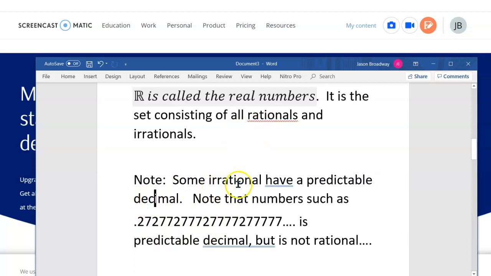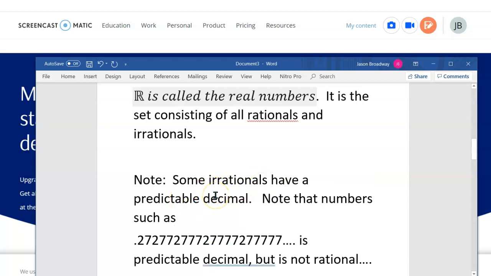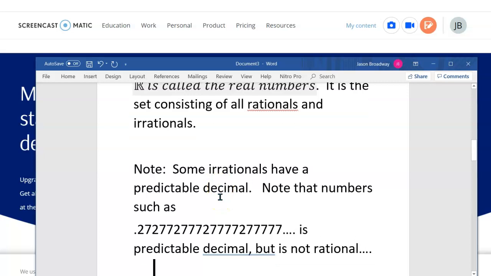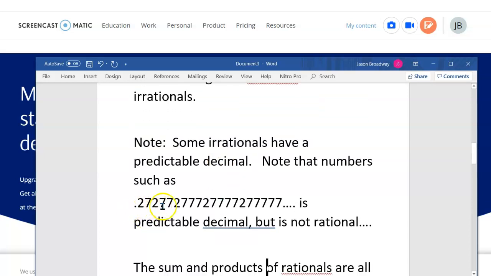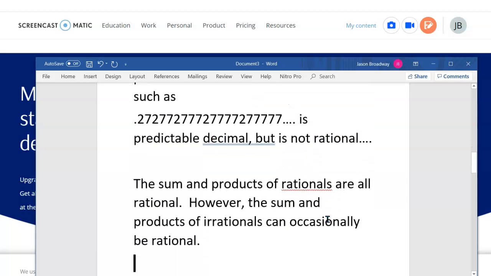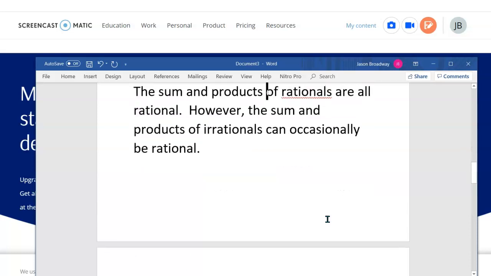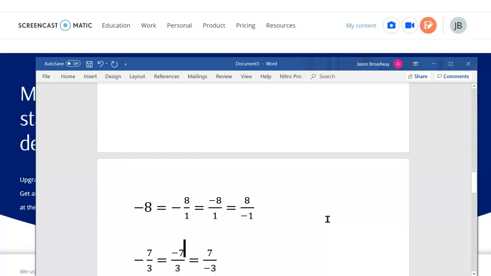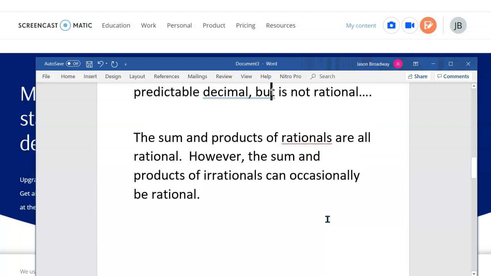Now, note some irrationals have a predictable decimal. Just because they're irrational, that doesn't stop predictability. Note that numbers such as 0.27, 277, 2 2 quadruple 7, 2 pentuple 7, notice I'm adding another 7 each time. That is predictable, but it's not rational. So just to let y'all know that. So, that's not rational.